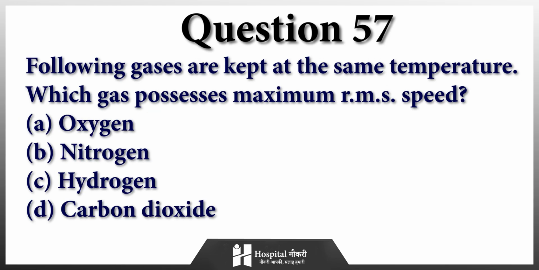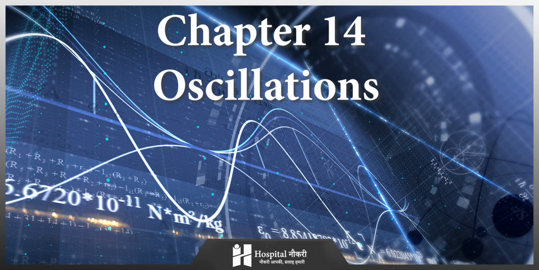Next question is, the following gases are kept at the same temperature. Which gas possesses maximum RMS speed? A, oxygen; B, nitrogen; C, hydrogen; D, carbon dioxide. Correct option is C, hydrogen. Next MCQs from oscillations.